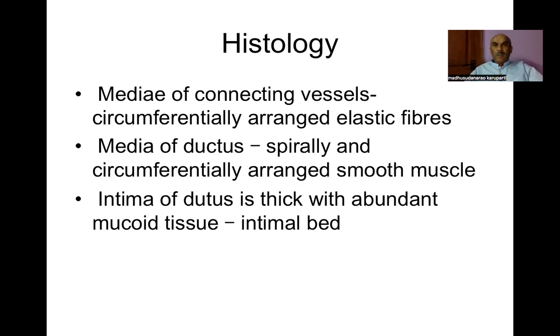Histology, I mentioned already. The media of the connecting vessels, that is the pulmonary artery and the aorta, contains circumferentially arranged elastic fibers, whereas that of the media of the ductus arteriosus consists of spirally and circumferentially arranged smooth muscle. Okay. The intima of the ductus is thick with abundant mucoid tissue, described as intimal bed.